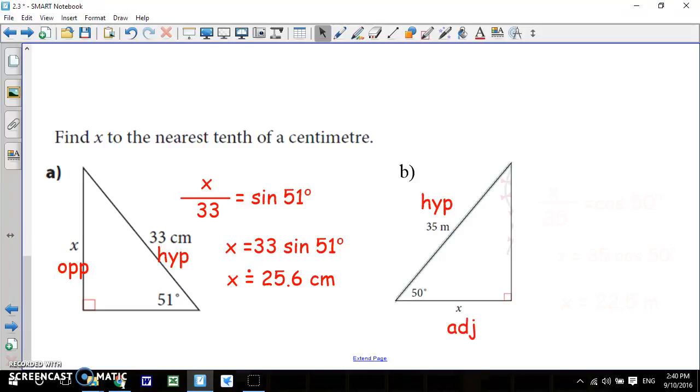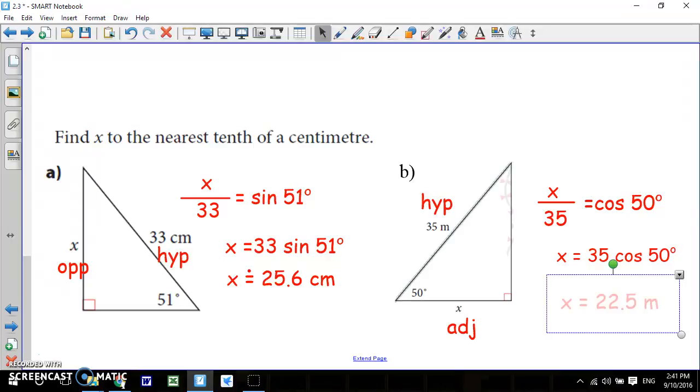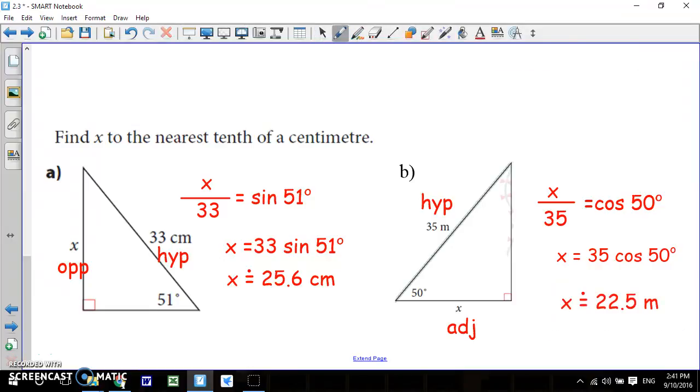So SOH CAH TOA, I can think of CAH when I see A and H. So X over 35 must be cosine 50 degrees. Cross multiply to solve for X. X is 35 times cosine 50 degrees. Try this on your calculator. Did you get approximately 22.5 meters for X?